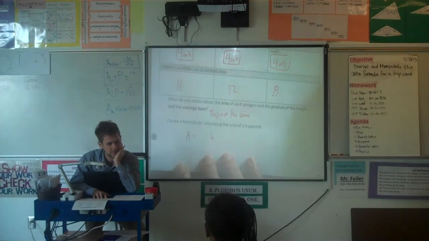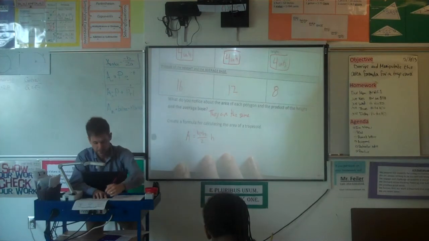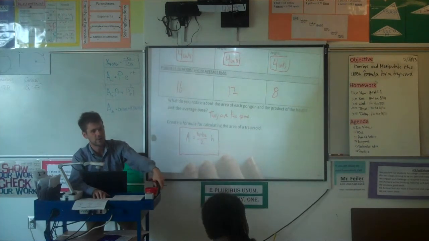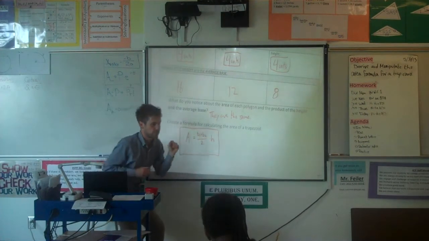Add the 2 bases and divide by 2. So base 1 plus base 2 over 2. Put a box around this formula. You guys just derived the formula for the area of a trapezoid. Very nice job.